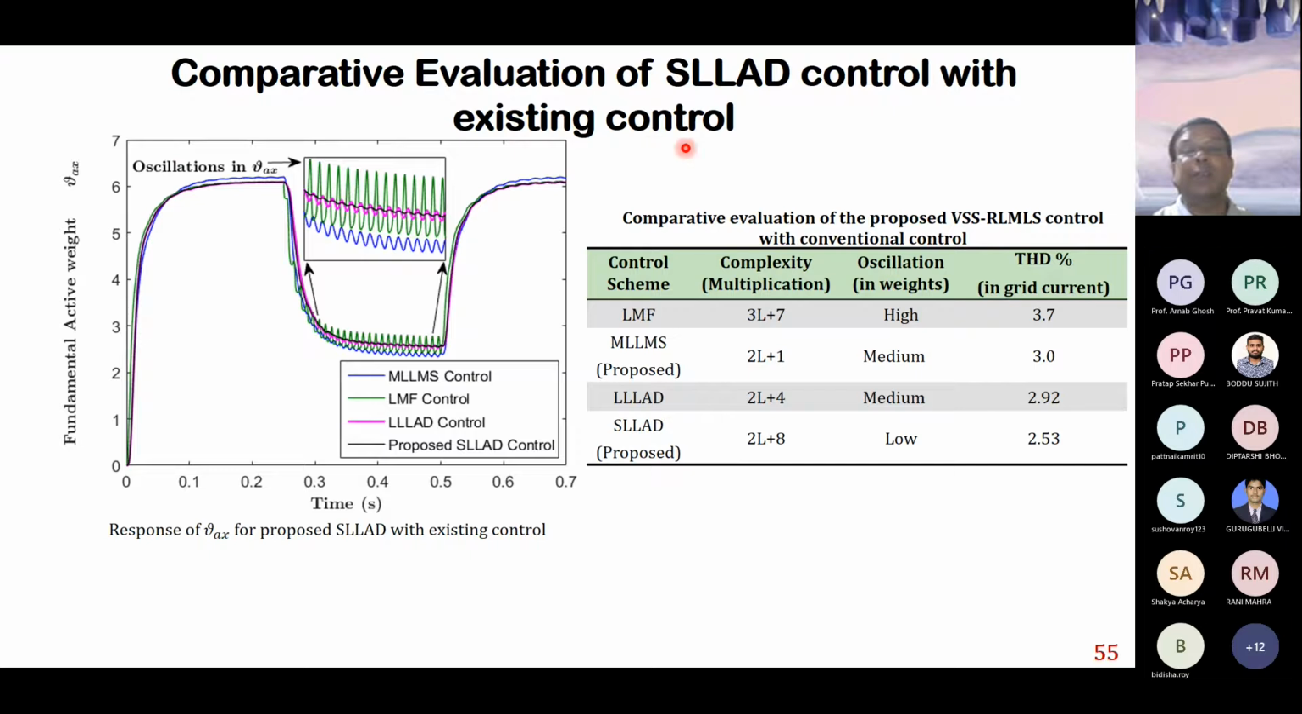Now, this is the comparison of the oscillation in the weights in the active component. So here we could see the proposed one, that is the black curve. This one is the minimum one, with less oscillation, and then the THD is also reduced to 2.53%.